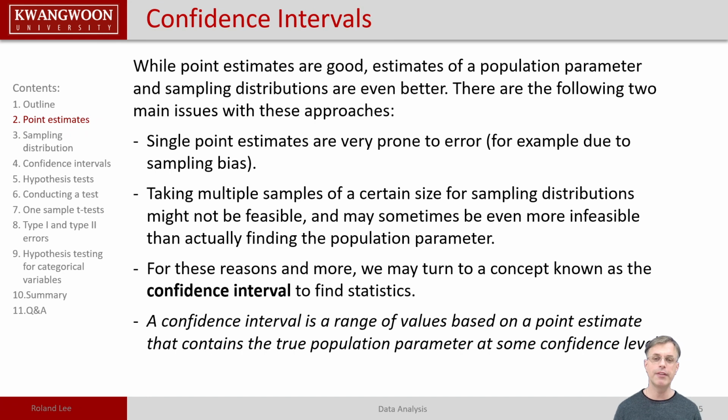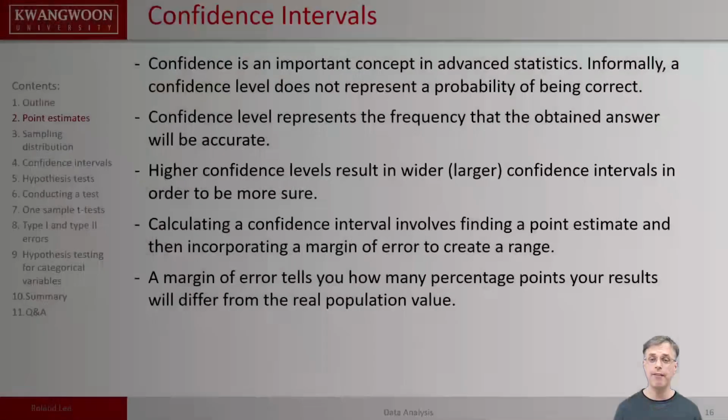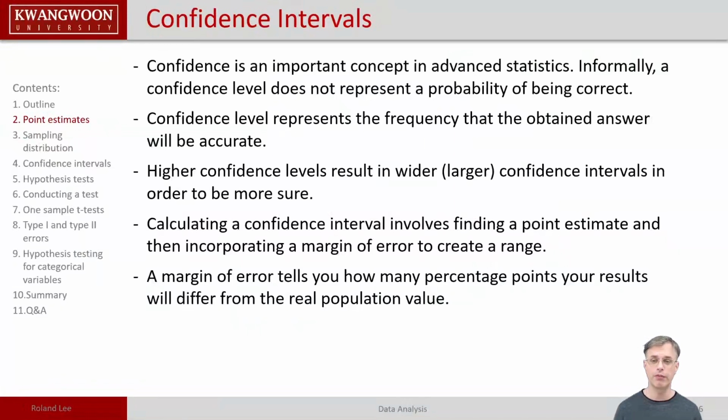Informally, confidence level doesn't represent the probability of being correct. Rather, it represents the frequency that the obtained answer will be accurate. For example, if you want to have a 95% chance of capturing the true population parameter using only a single point estimate, you have to set your confidence level to 95%. Higher confidence levels result in wider, larger confidence intervals in order to be more sure.